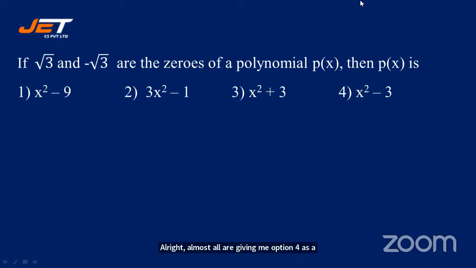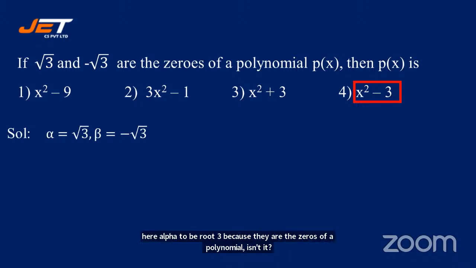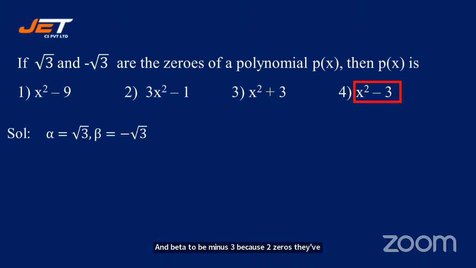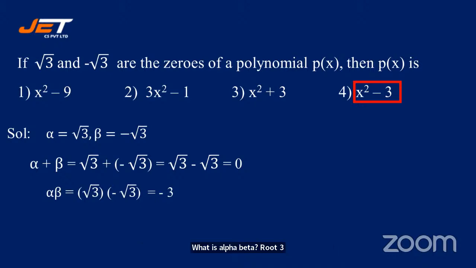Perfect. Excellent. All right, it is right. x square minus 3. How? We are taking alpha to be root 3 because they are the zeros of the polynomial, and beta to be minus root 3 because two zeros are given. So what is alpha plus beta? Plus root 3 minus root 3 is 0. What is alpha beta? Root 3 into minus root 3, which is minus 3.